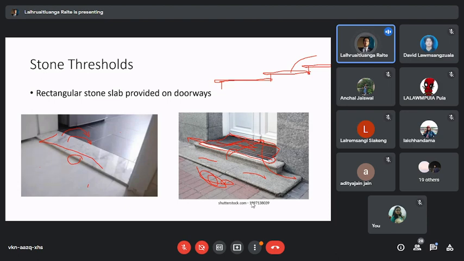For example, in this, that space is this road, right? This road is one space, and the interior of this building is another space. So this area is your threshold, and if you are using stone, then that is a stone threshold. All right.